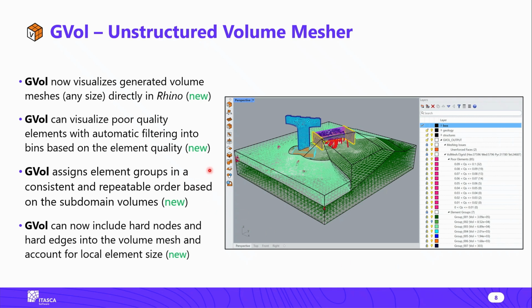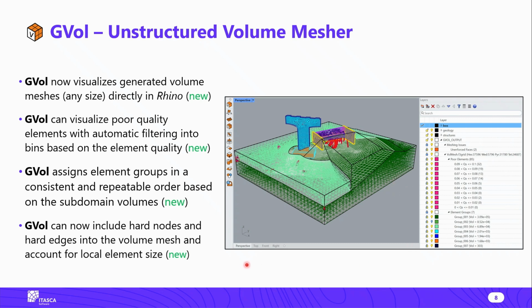gwall also can visualize poor quality elements with automatic filtering into bins based on element quality. They also appear here in red, and information about them is provided on the right hand side here. So corresponding layers are created for each of these bins, same for poor elements and element groups. And we will see that on an actual example in a minute.